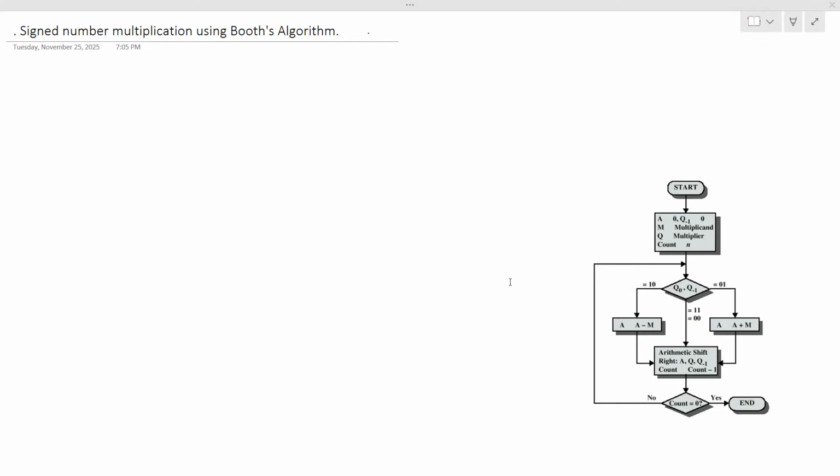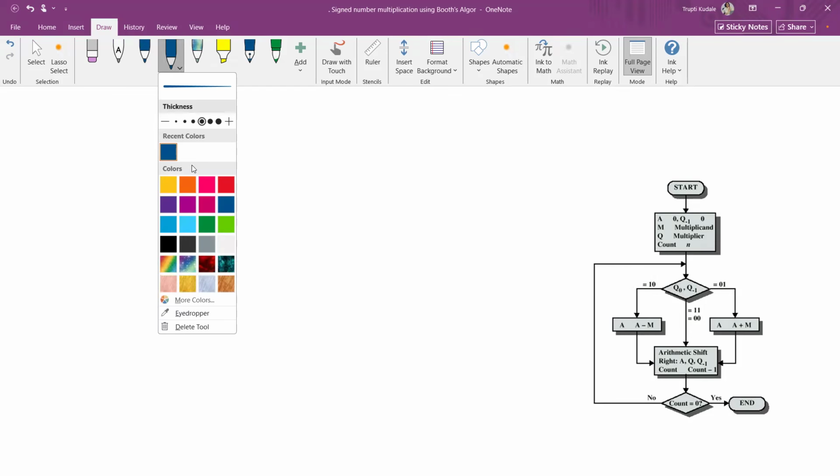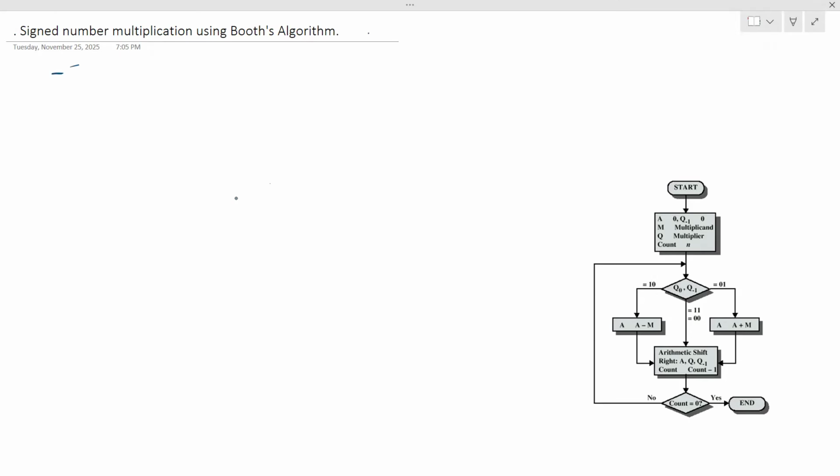So we are going to see how to solve any signed number multiplication using Booth's algorithm. The example which we are going to solve was asked in the TA1 examination and many students were not able to solve it. So today we will see how to solve such an example. The example was -7 into +3. So I'm expecting the answer as -21.